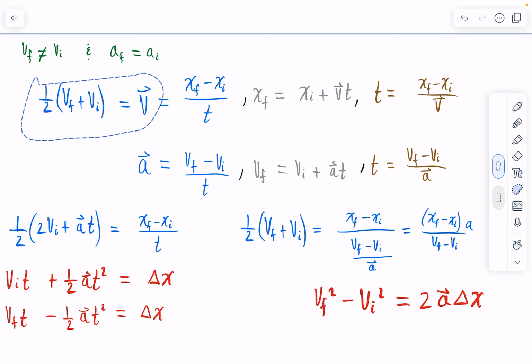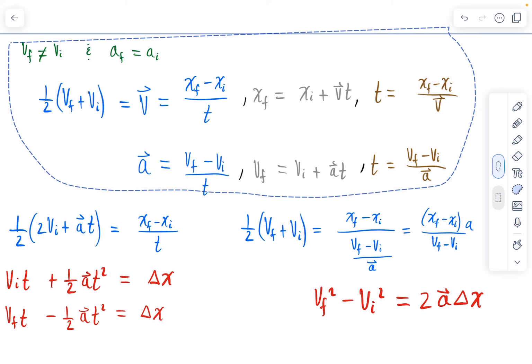We know that the average velocity is equal to 1/2 times the final velocity plus the initial velocity. The final velocity and the initial velocity are not equal. The final acceleration and the initial acceleration are equal. So basically, this is just all given information.